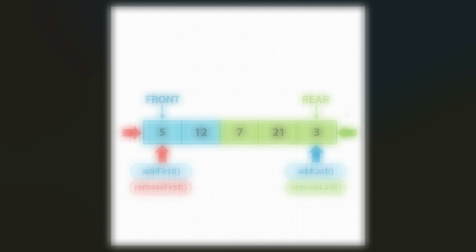Now let's move on to deques, short for double-ended queues. Unlike stacks, deques allow you to add or remove elements from both ends. This makes them incredibly flexible. You can think of a deque as a line of people where you can join or leave from either the front or the back. This flexibility means deques can be used as both stacks and queues, depending on how you use them. Here's how a deque works.